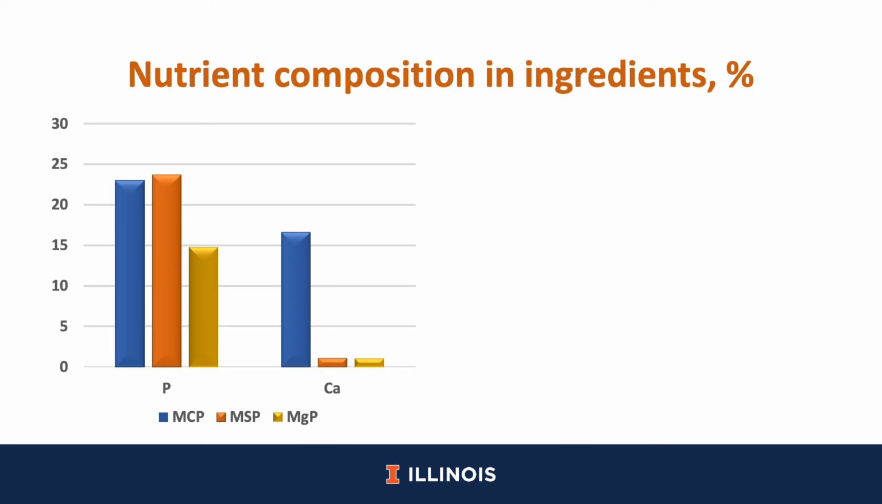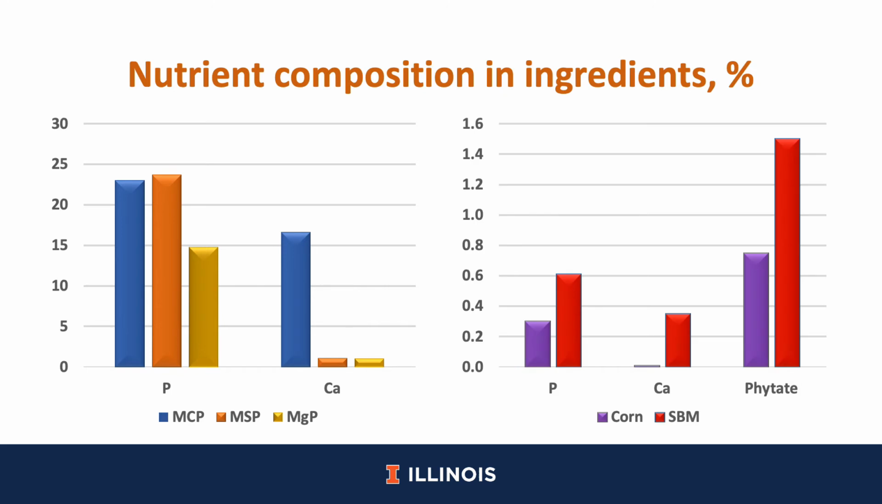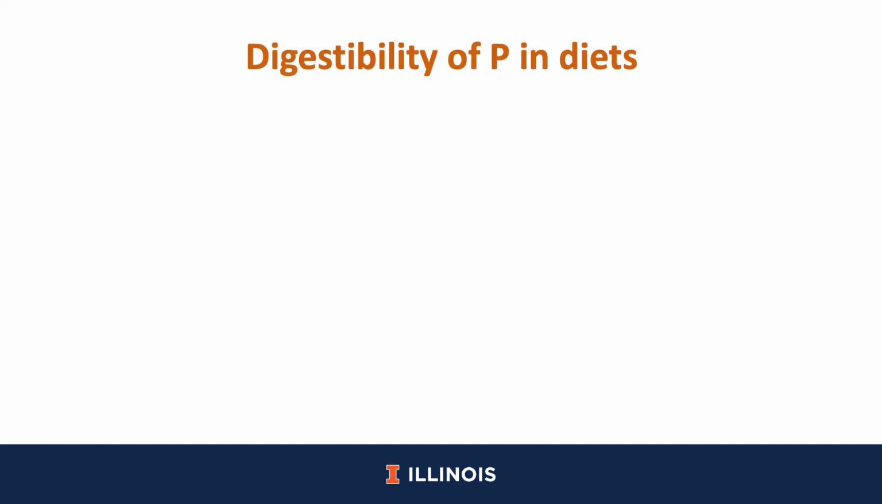First, for the nutrient composition of the ingredients, I would like to set my slide, and in this case, MCP will be represented in blue, MSP will be represented in orange, and MGP will be represented in yellow. For the concentration of phosphorus and calcium, the results were in agreement with reported data, but in the case of magnesium phosphate, the concentration of phosphorus was lower than expected. In the case of corn and soybean meal, the concentration of phosphorus, calcium, and phytate were also in agreement with expected values.